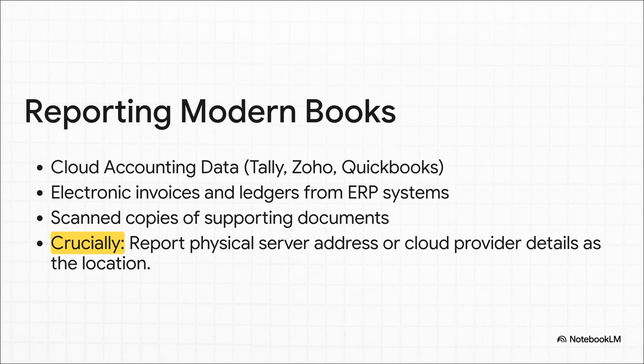And here it is, one of the biggest practical mistakes people make right now. Your books are not just sitting in a dusty filing cabinet. They are your Tally data, your QuickBooks account, your Zoho files. They're the electronic invoices spit out by your ERP system. They're your scanned documents. And if you forget to list these things, and crucially, if you forget to list the physical address of your server or the name and address of your cloud provider, then your reporting under Clause 11 is flat out incomplete. Period.